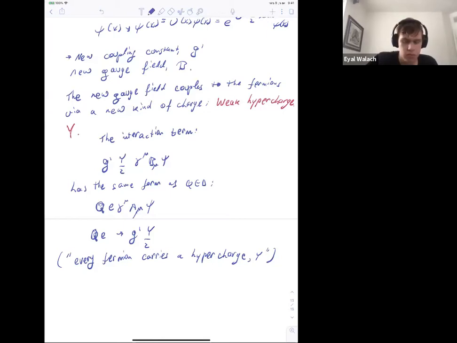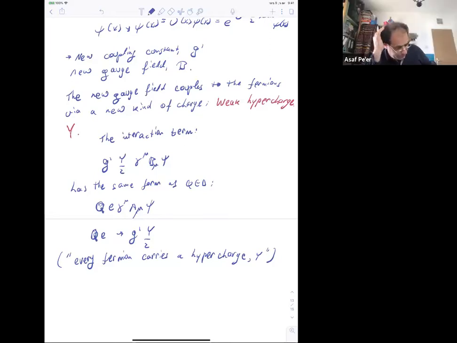So it's exactly the same. Now remember that when we spoke about electrodynamics, the electron carries a charge of -1. Quarks carry a fractional charge, 1/3, -2/3. Neutrinos carry 0. So now they carry a hypercharge. But now it mixes.